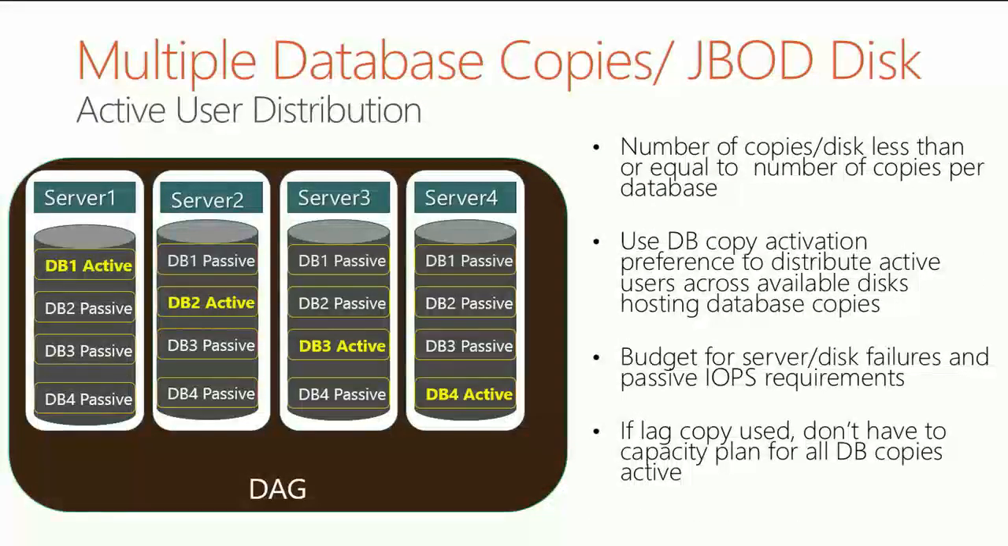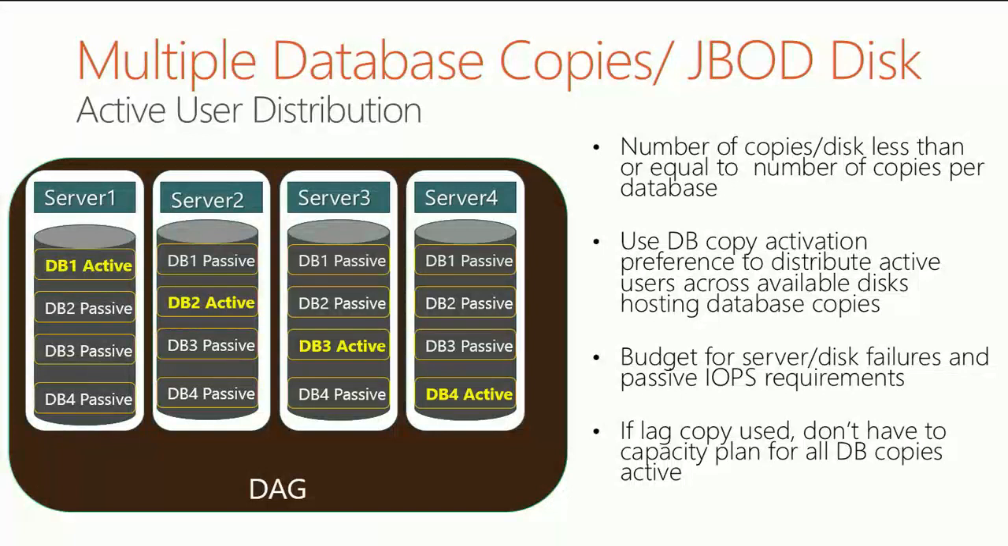We've referred to the benefits of using multiple database copies per volume, or JBOD disk. And what we talk about here, I give a simplistic example across 4 servers with a single disk in each of those servers hosting 4 database copies. And we have active database distribution across those 4 copies. As you notice, it's symmetrically laid out. The 4 same databases exist on each of the 4 disks on 4 different servers.